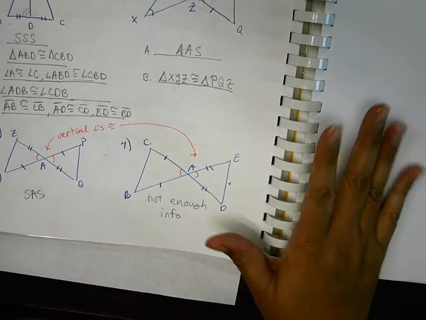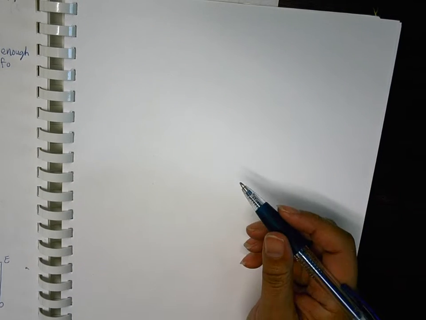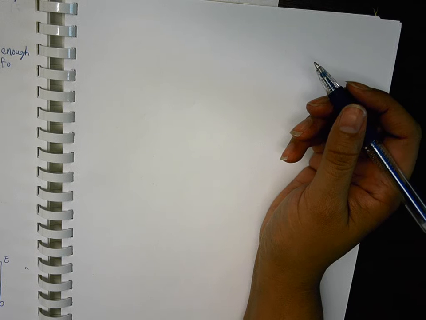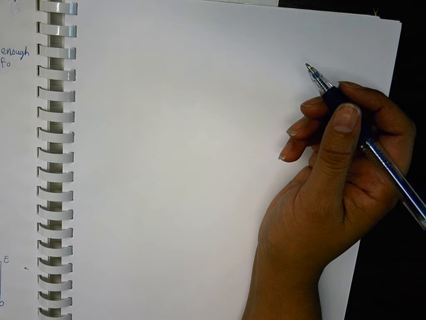Okay, we're ready. Number 5? Oh, don't read the note. What was that? I said don't read the note. Did he read it? I don't know.